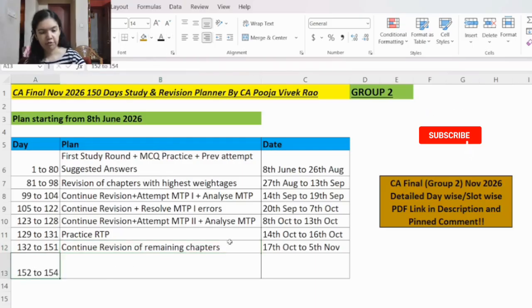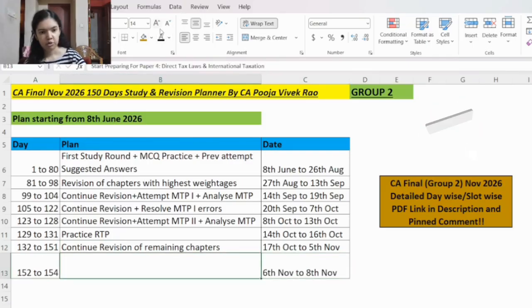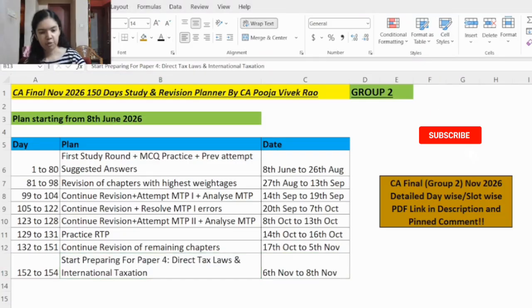Then day number 152 to 154, that is the last 3 days, 6th November to 8th November. So here you will start preparing for the paper for direct tax because it is usually better to start preparing early for the first subject. Because you will be more confident and if the first subject goes well, it will build a positive momentum for the other exams also.